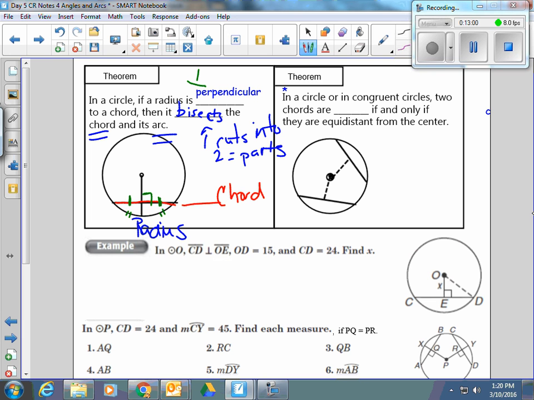A minute ago, I was looking at that paper plate, you remember? And I told you those pink lines, in order to make them the same, what do we have to do to them? Measure to where? To the middle. Very good. So in order for these 2 chords to be the same, what we need to know is that they're the same distance, or they are congruent to the center. In other words, these dashed lines right here have to be the same. If those distances from the center are the same, then those chords are the same.